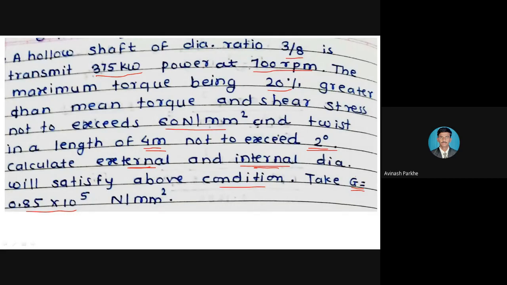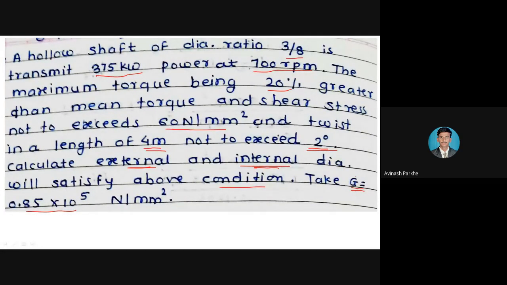In addition to that, we have to use the formula T upon J is equal to G theta by L, because in the same statement the value of G is given, value of theta is given, and length of the shaft is also given. That means we have to calculate the diameter based on the shear stress and the diameter based on the angle of twist. After the comparison, you have to select the maximum diameter for your further calculation or for your further designing of the shaft.